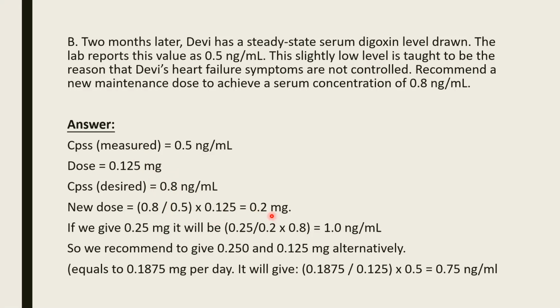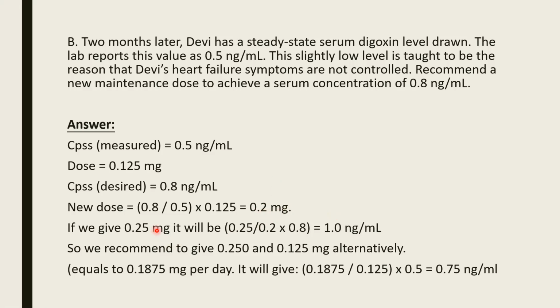You can also use the long formula, finding the clearance first, and after you find the clearance, you calculate the dose again. You can do that, but it is a bit longer, and it will come to the same result as well. Okay, so if we cannot give 0.2, because we don't have a 0.2 tablet.